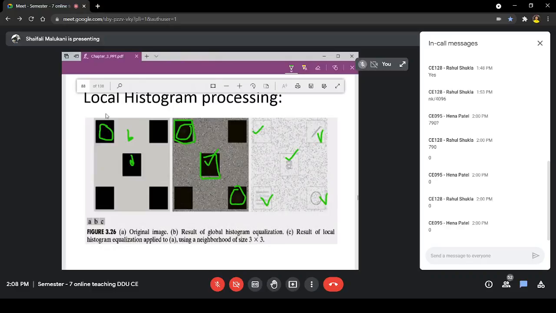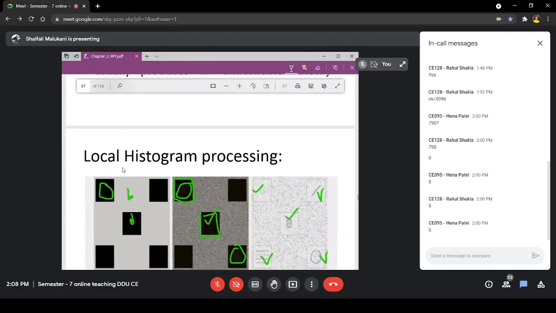So in that way, we have obtained this type of information which was hidden in these blocks. So local histogram processing, what is the process? Take a pixel, select its neighborhood, apply histogram equalization to that neighborhood, obtain a table, and replace the center value from that table.